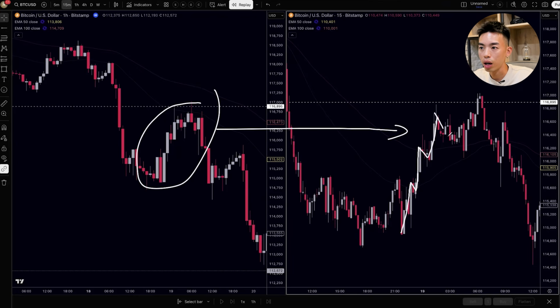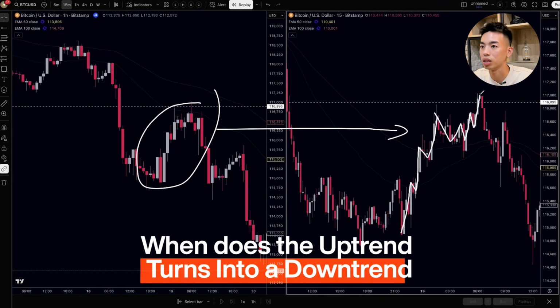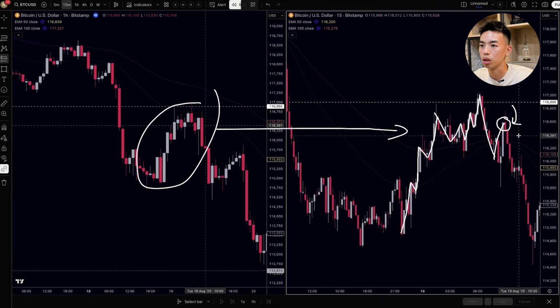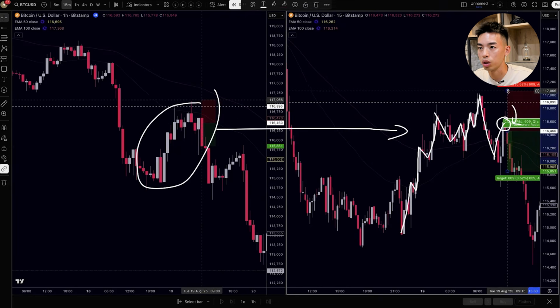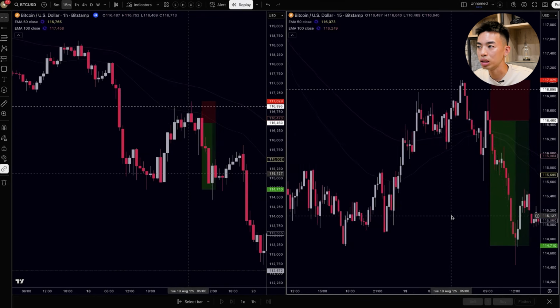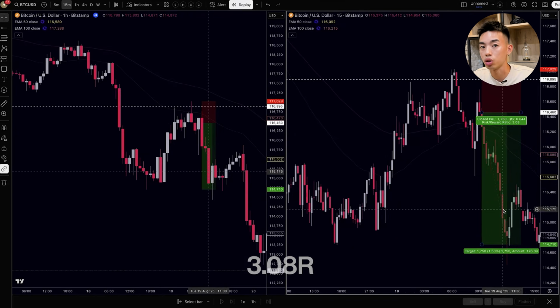Now, as we form higher highs and higher lows here, you want to pay really close attention to when the uptrend turns into a downtrend. Here we see no more higher high is formed and we are forming a lower high. This right here would be where you want to get in. Now, if you get into a trade like that, the risk reward will look something like this. You will get in right around here with your stop loss above the highs, targeting the recent low. Now, this trade alone would easily give you a 3.08 R, and that's step 3.